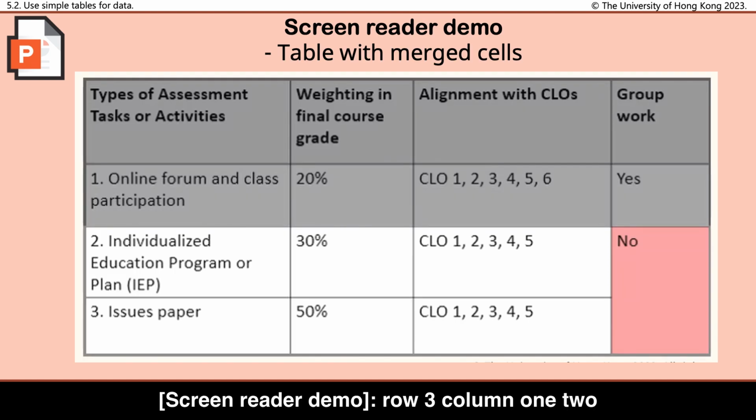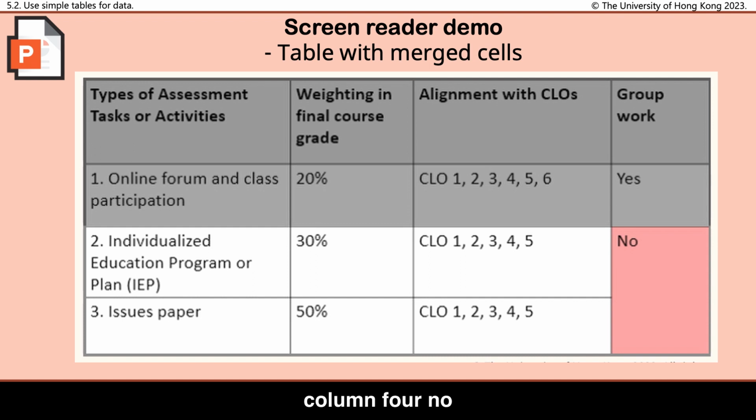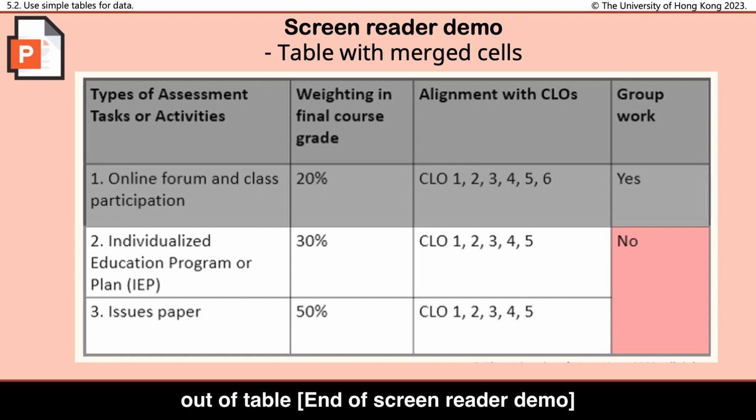Row 3 column 1 2. Individualized Education Program or Plan, IEP, column 2 30%, column 3 CLO 1, 2, 3, 4, 5, column 4 no, row 4 column 1 3. Issues paper column 2 50%, column 3 CLO 1, 2, 3, 4, 5, row 3 column 4 row 4, out of table.